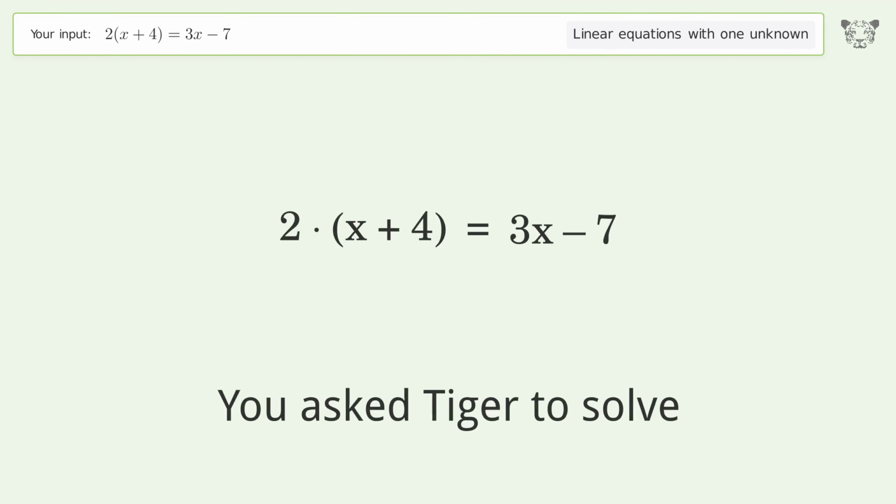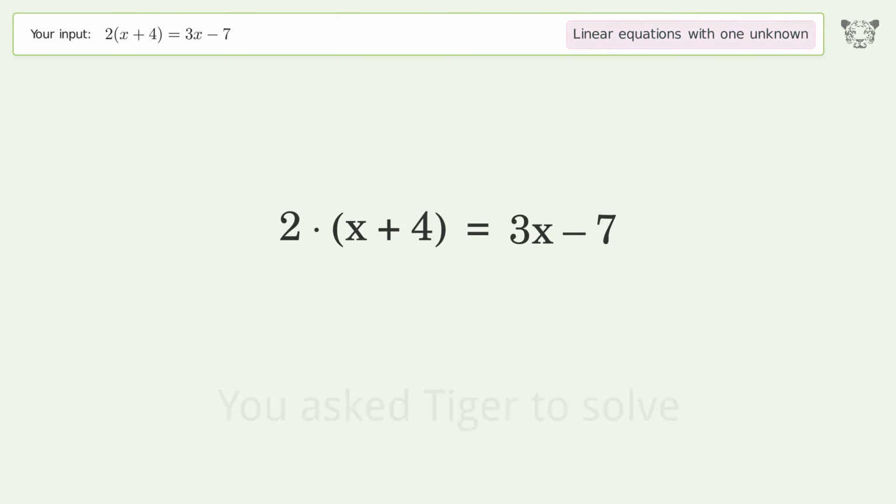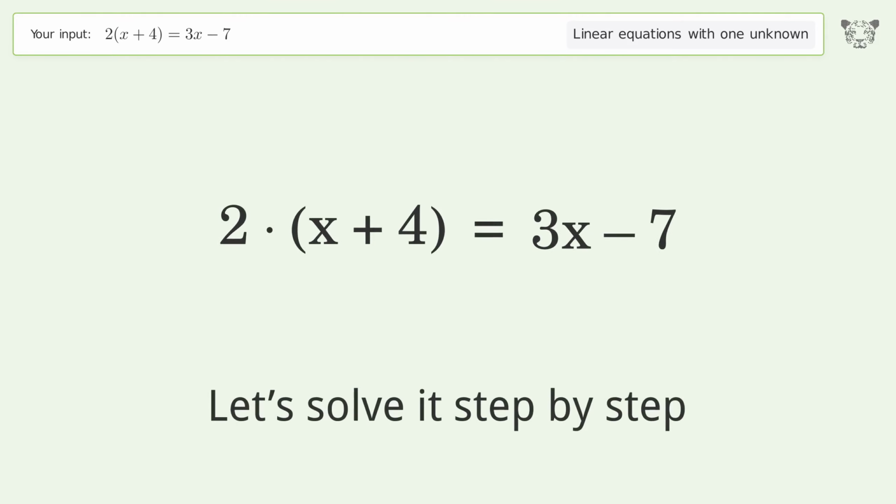You ask Tiger to solve this. This deals with linear equations with one unknown. The final result is x equals 15. Let's solve it step by step.